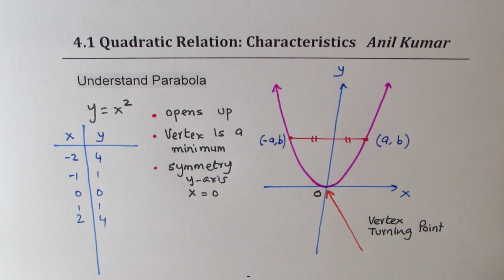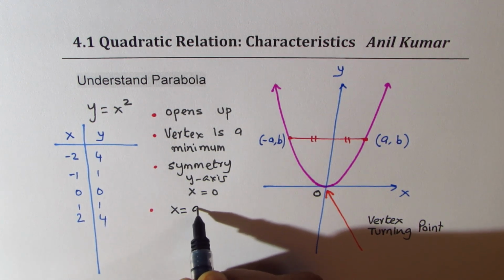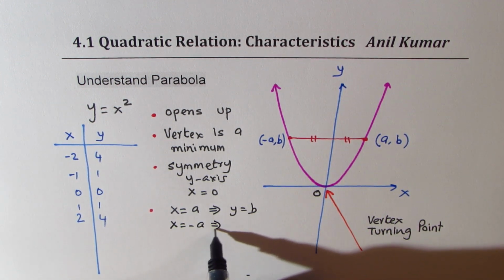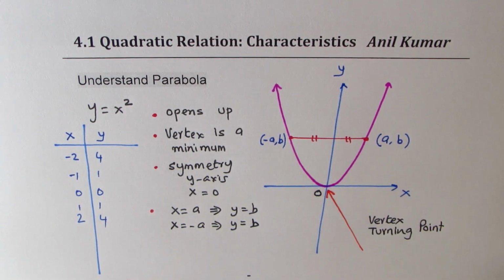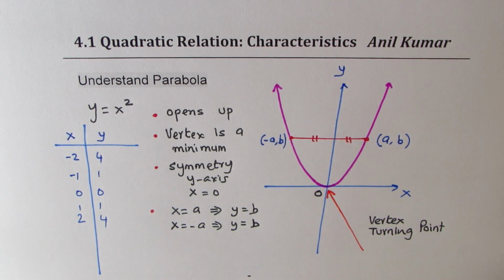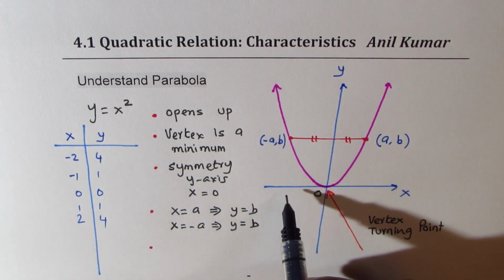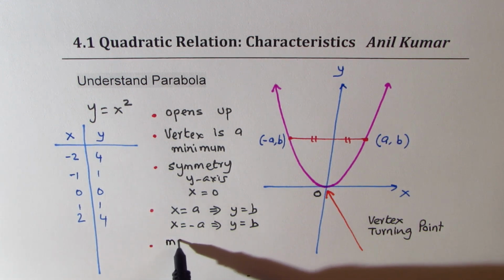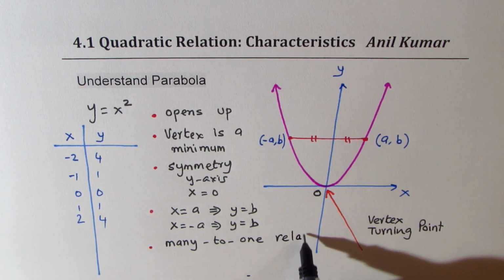Right? So what I'm trying to say here is that for this particular function, if x equals a gives y equals b, then x equals minus a will result in y equals b. The y values are the same. Do you see that? For plus and minus x values, right? Now what you also see is there is more than one x value giving one value of y. So we call this a many-to-one relation.